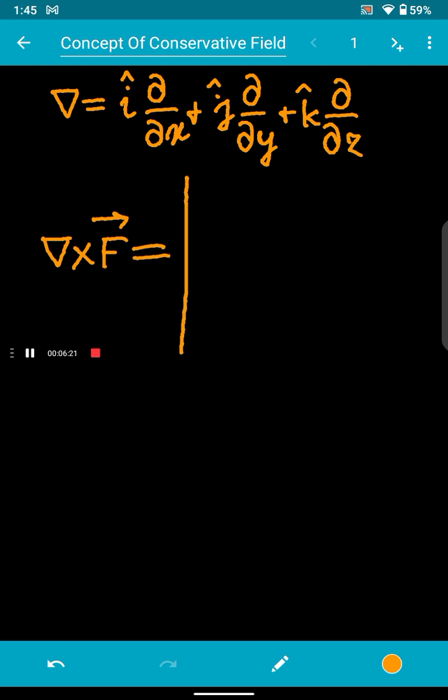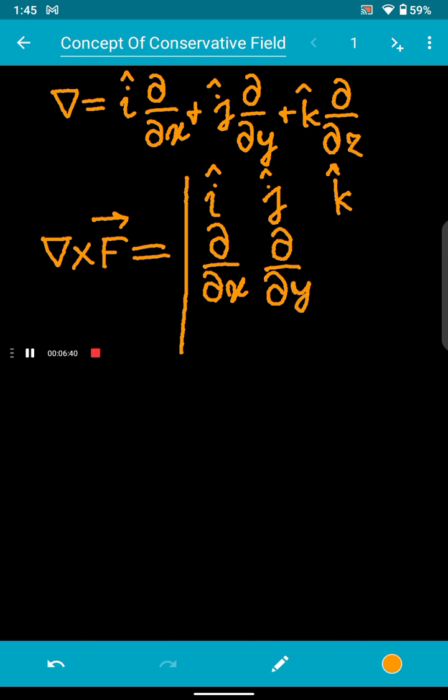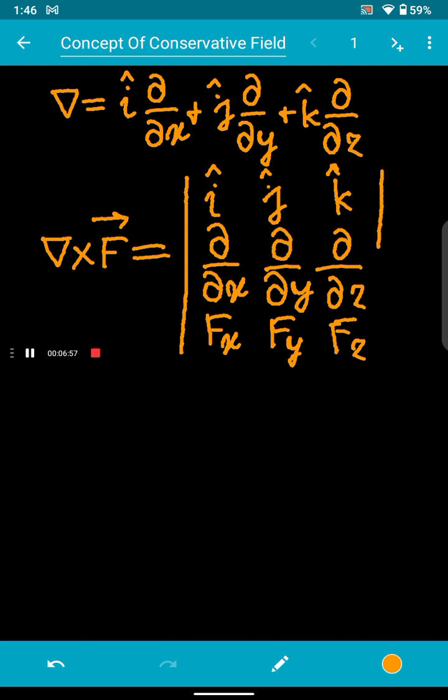You know this thing, right? The determinant representation for cross product. So i cap, j cap, k cap, and here for the nabla: del x, del y, del z. Now usually in determinants we multiply these things, but here when we have operators, we don't multiply, we operate.